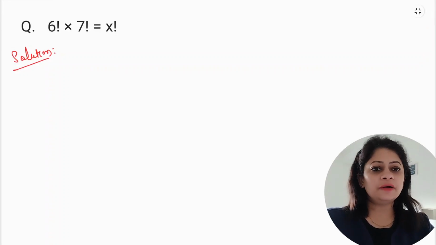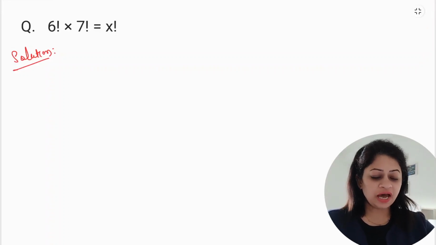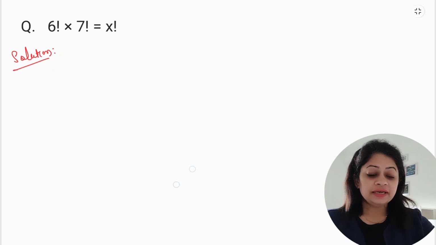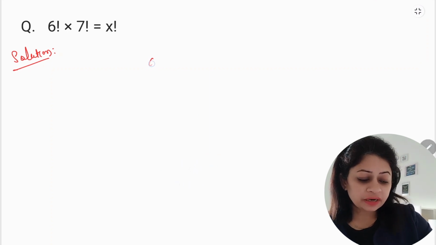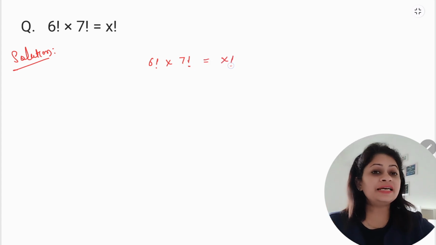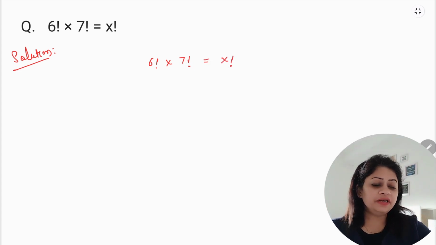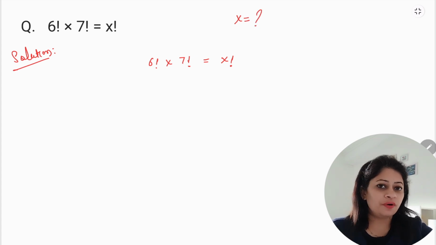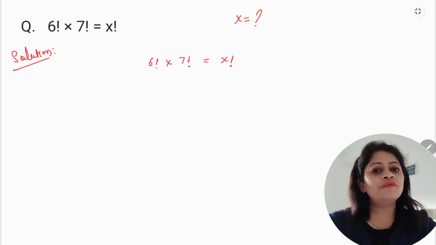I'm Upasana Taneja. So in today's video, we have this question where they're saying 6 factorial times 7 factorial is equal to x factorial, right? And we need to solve it for x. Okay. First of all, before starting the question, we should know what factorial is.